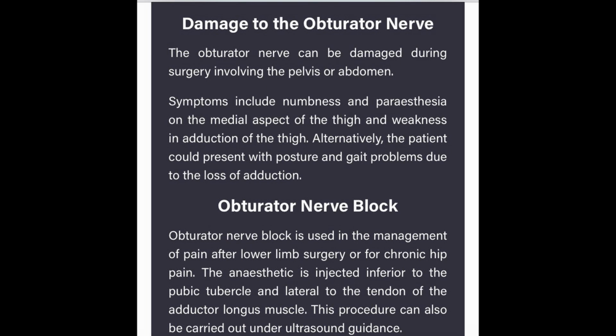Now the second one is obturator nerve block. Obturator nerve block is used in the management of pain after lower limb injury or for chronic hip pain. The anesthetic is injected inferior to the pubic tubercle and lateral to the tendon of the adductor longus. This procedure can also be carried out under ultrasound guidance. So this is the clinical anatomy, or the applied anatomy, of the obturator nerve.